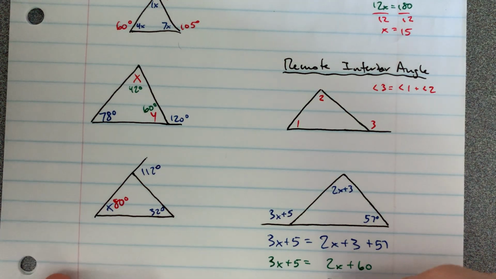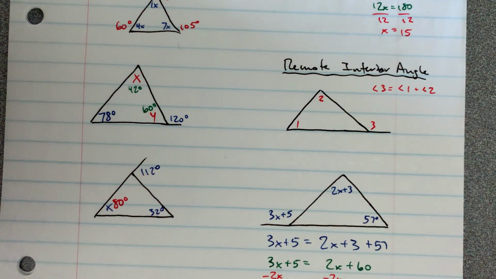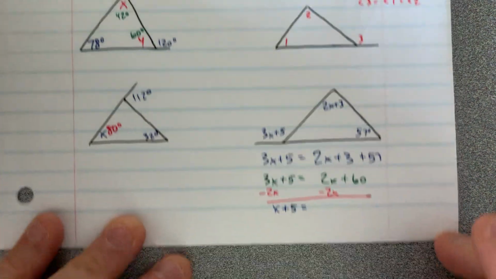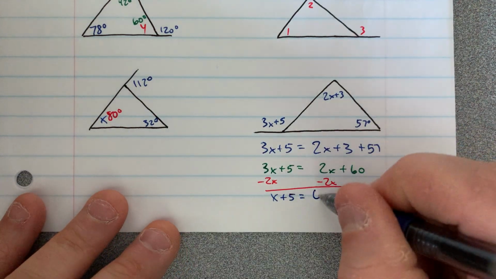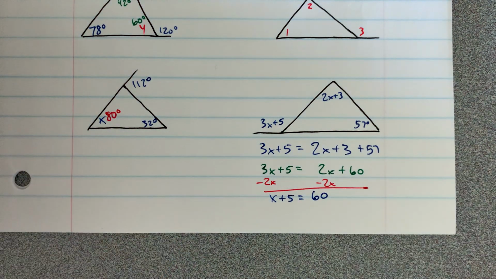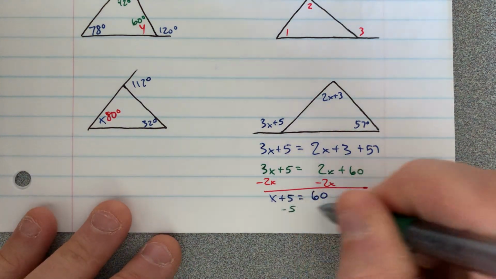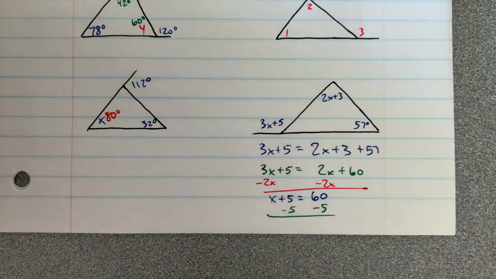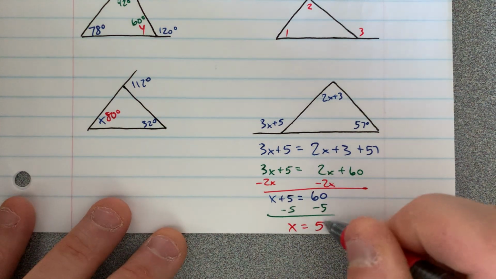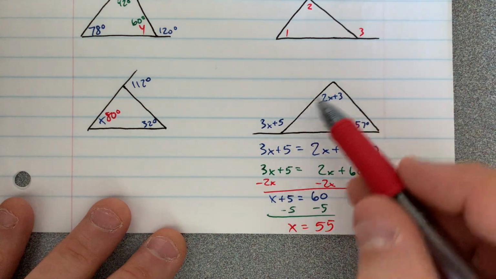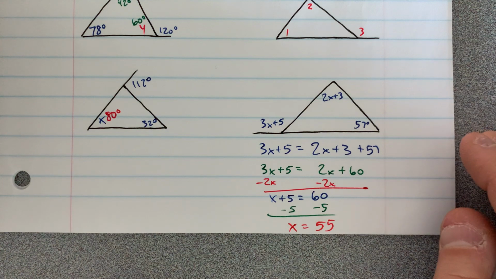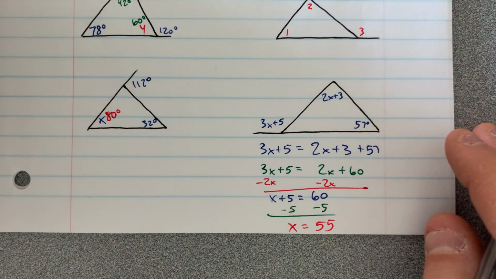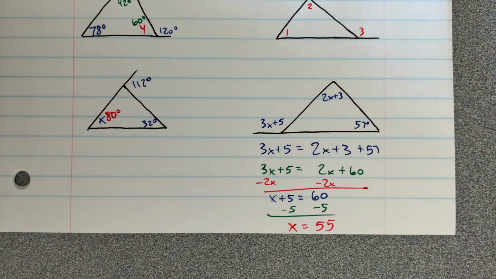Then I personally would subtract 2x from both sides and be left with x plus 5 equals 60. Then subtract 5 from both sides, and x would equal 55. And then I'd plug 55 back into these expressions, and that would give me their angle measures. All right? Let me know if you have any questions.